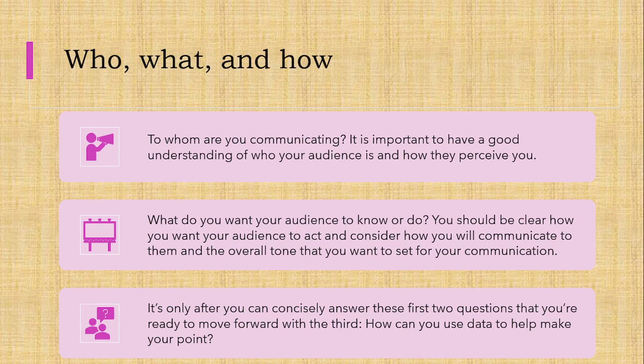Now, to understand the context, you have to consider three terms: who, what, and how. We start with who. To whom are you communicating? You have to understand the person you will be conveying your information to. It is important to have a good understanding of who your audience is and how they perceive you.